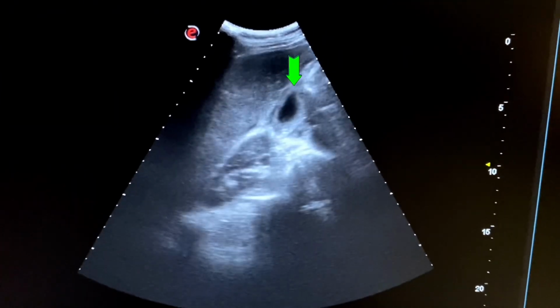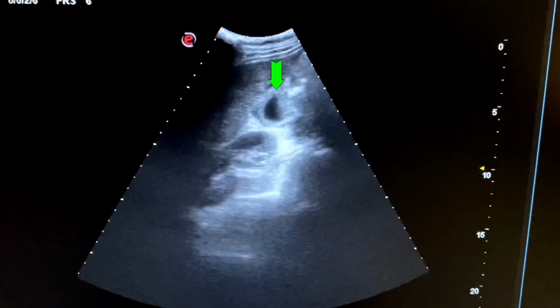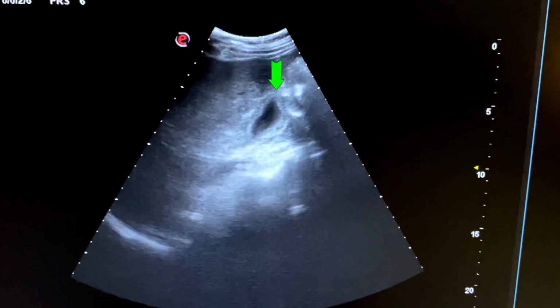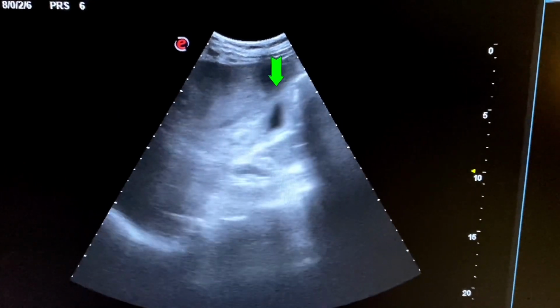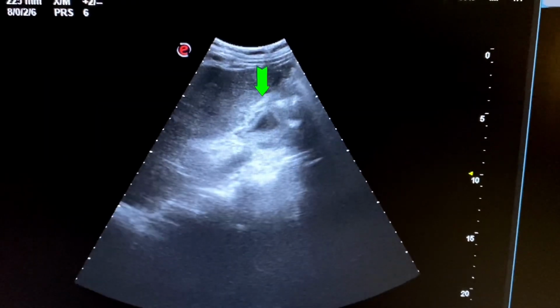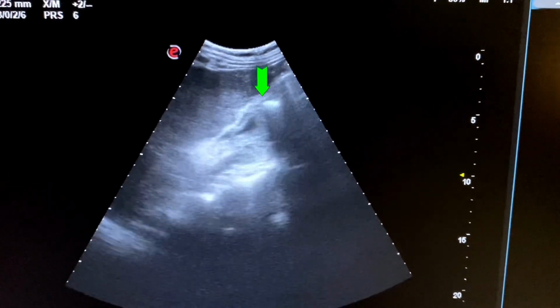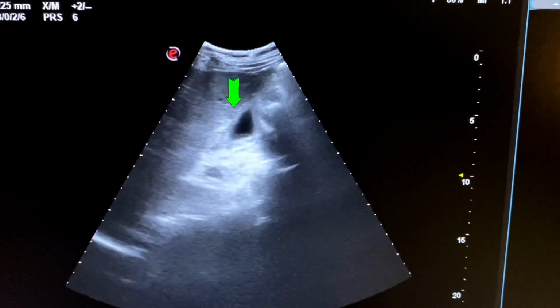Now we will scan the gallbladder. The gallbladder is partially filled or partially contracted. The walls of the gallbladder are thickened.